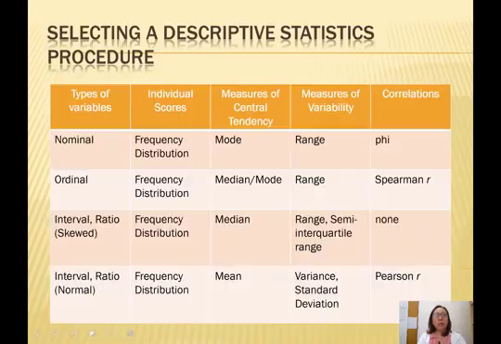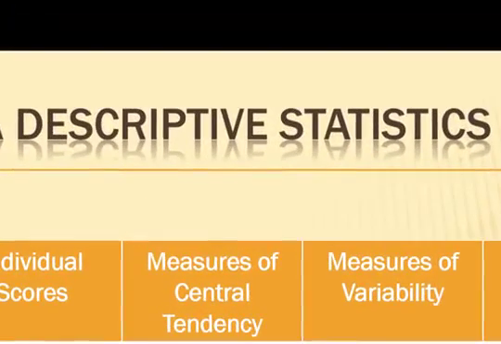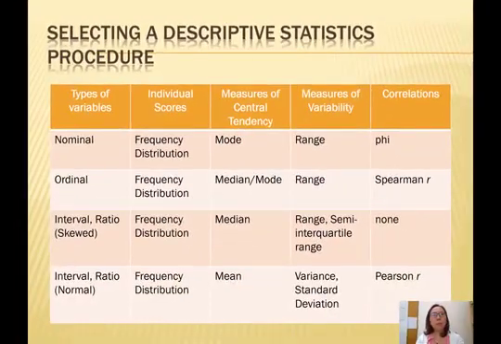Frequency distribution. So here's a table that describes all the various different ways to describe a set of numbers. We call all these different ways of describing a set of numbers descriptive statistics. So this table summarizes for us, here in the very first column, types of variables: nominal, ordinal, interval, ratio, listed twice, once in the case that the data is skewed and once in the case the data is normal.